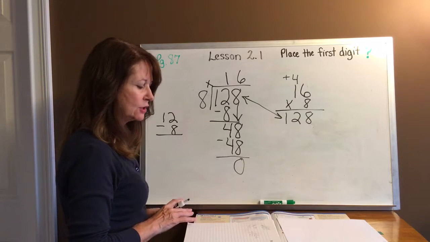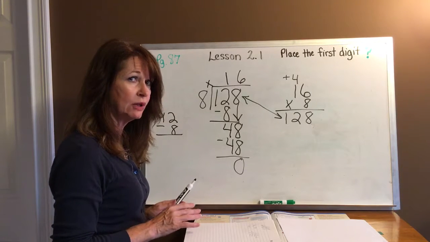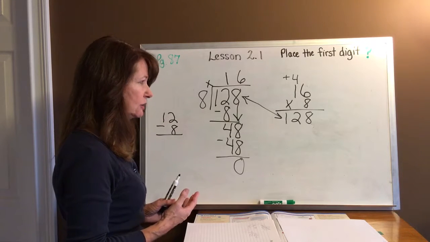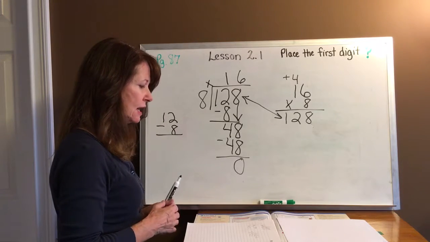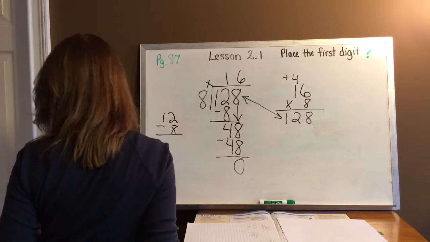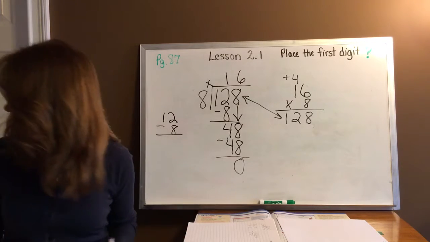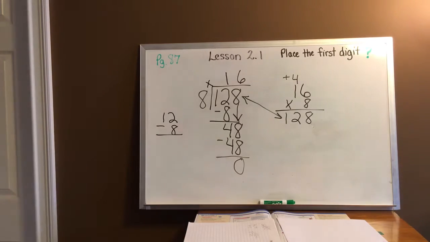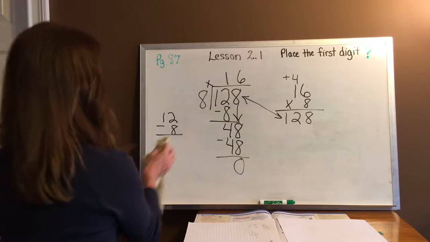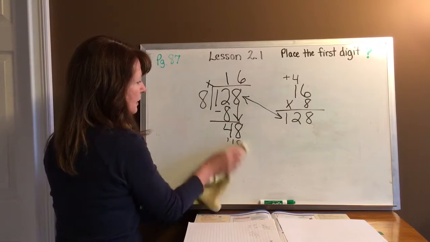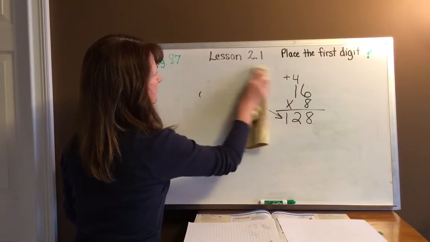Page 89, and it's number 11. So if you have your book, make sure that you get that. Page 89, and it's number 11. All right, let's go ahead and wipe this off. Here we go.